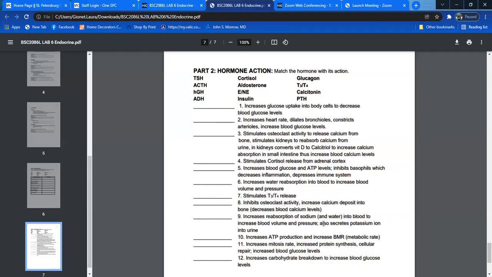Increase sodium absorption and thus water, and secrete potassium, aldosterone. Right? Increase basal metabolic rate, increase ATP production. Right? That's T3, T4. So metabolic rate, versus 11, mitosis rate, protein synthesis, cellular repair, human growth hormone.